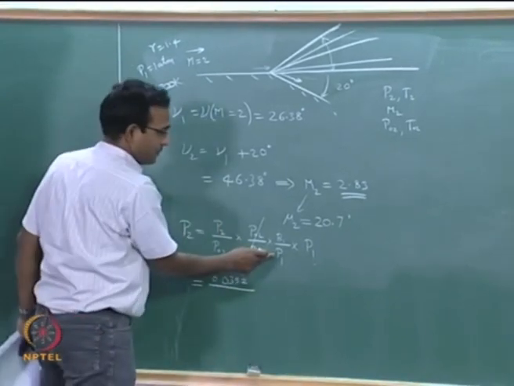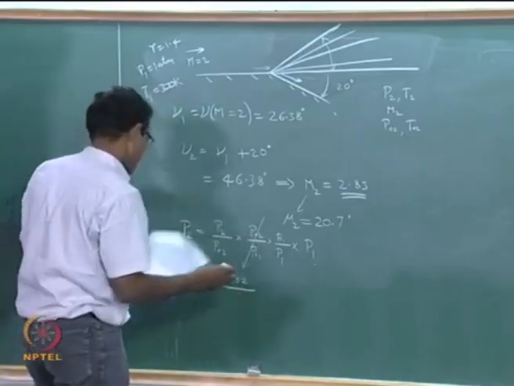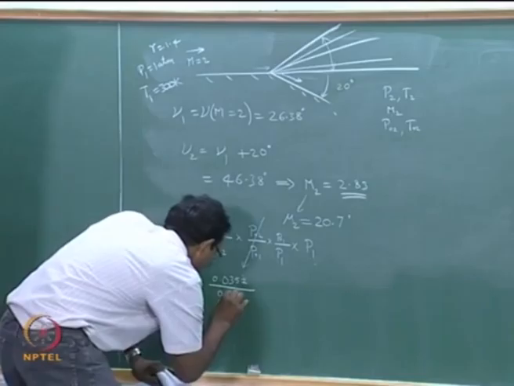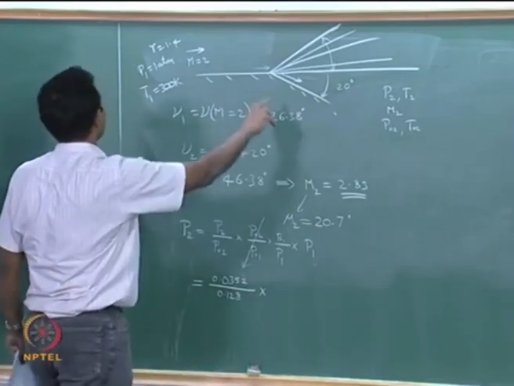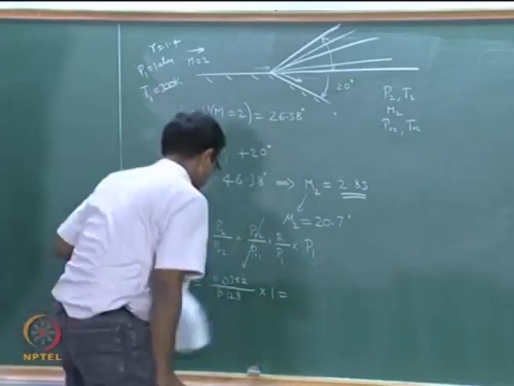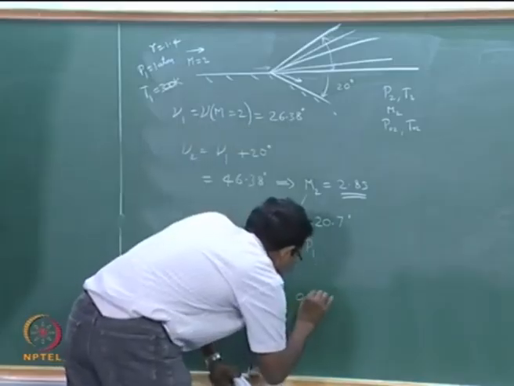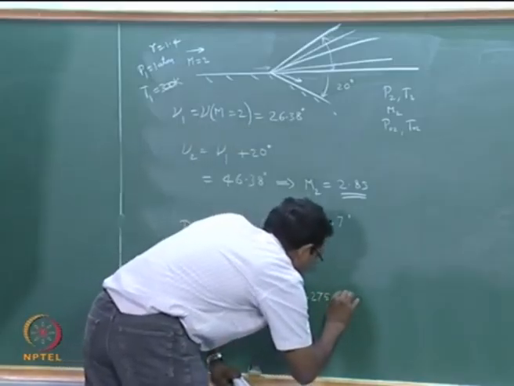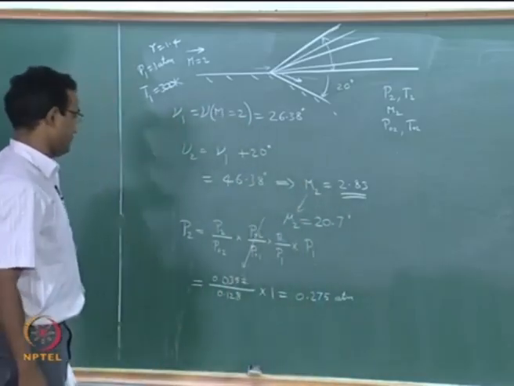Divided by, my tables has P by P naught, so I will divide by the other value for M1, that is 0.128, multiplied by pressure P1, for us it is 1 atmosphere, so I will just multiply by 1. The final answer is 0.275 atmospheres. This is what I have.